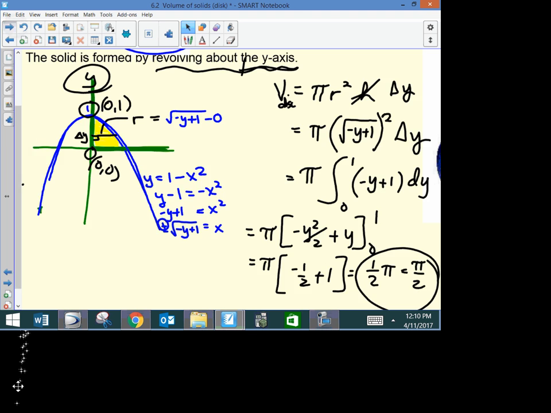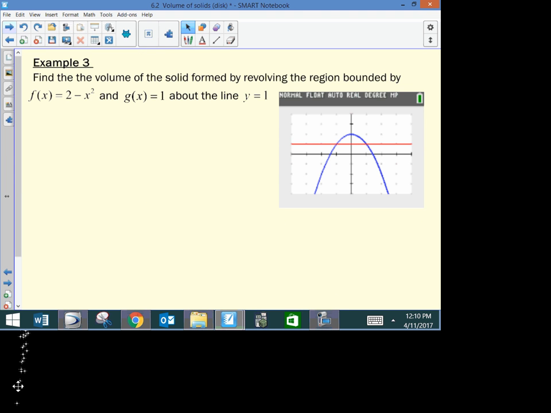Okay, so let's try another one. Got the figure. Find the volume of the solid formed by revolving the region bordered by y equals 2 minus x squared. That's, oops, it's in blue, so I'll do it in blue here.